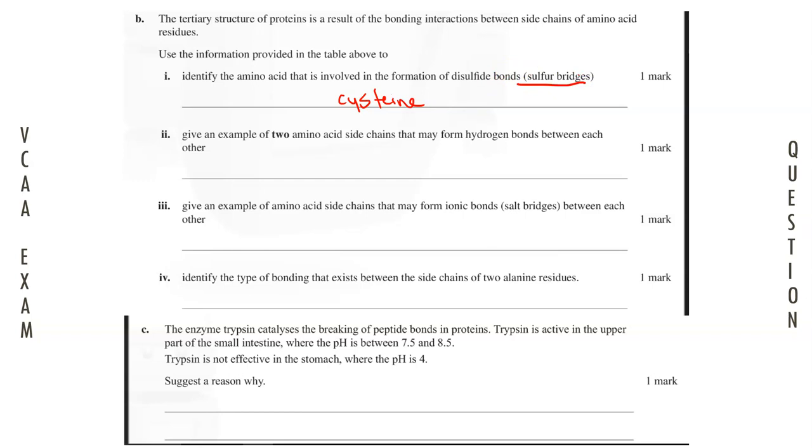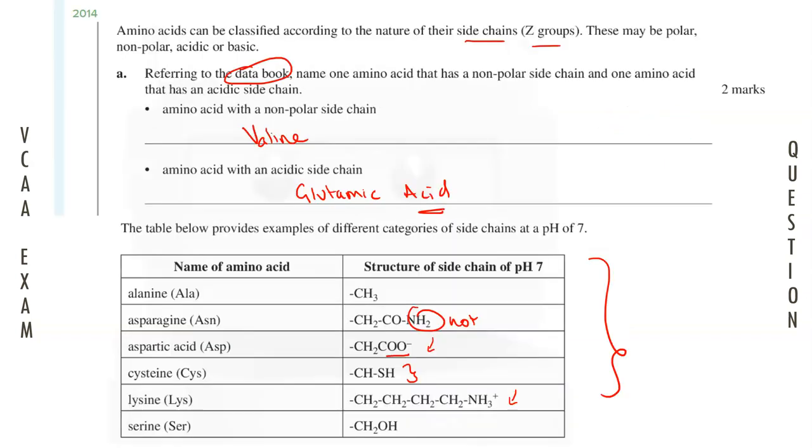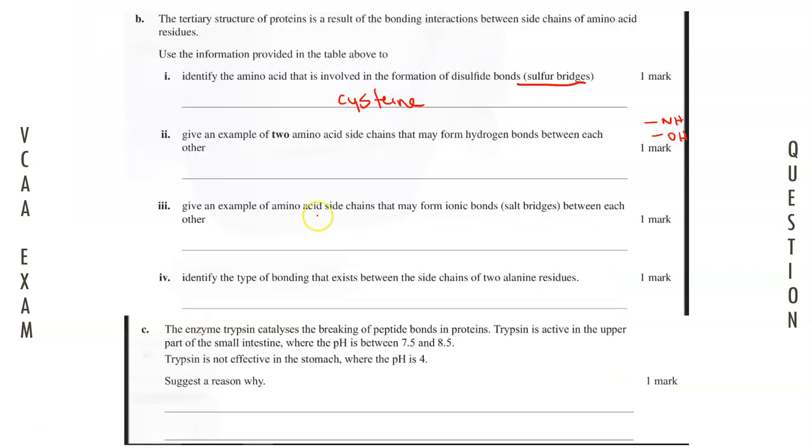Two amino acids that may form hydrogen bonds between each other. So we're going to be looking for anything that has NH or OH groups. So let's go have a look. They have given us asparagine, which has a C double bond O NH2. So we could have this one. This is protonated now, so it's going to form ionic bonds, not hydrogen bonds. And then we've got serine. So here we could see we've got the NH2 and the OH. So we're going to say asparagine and serine.